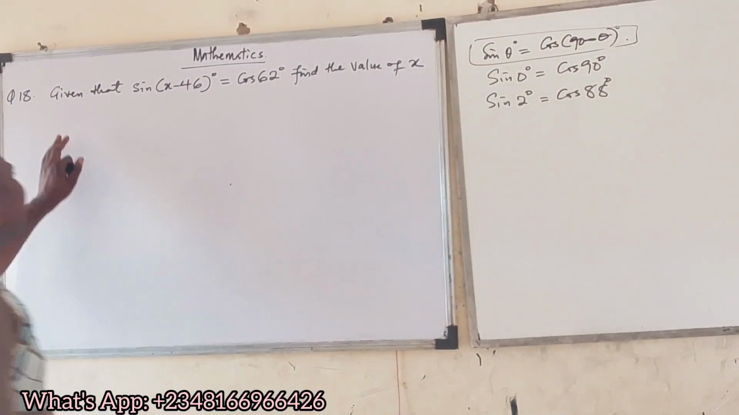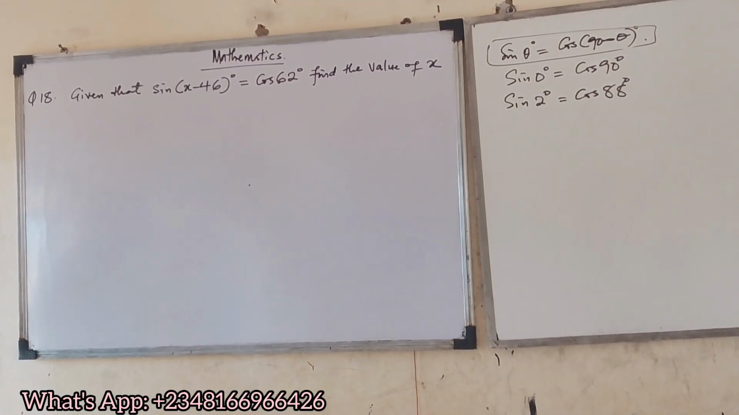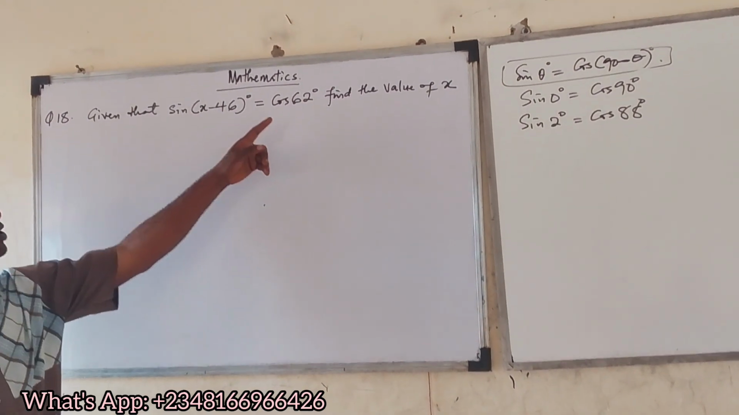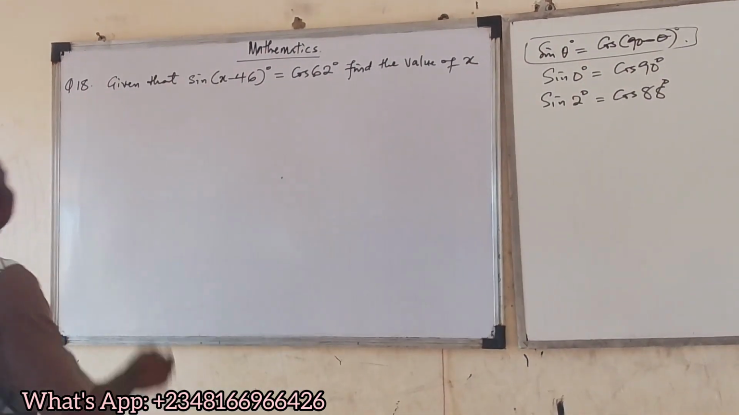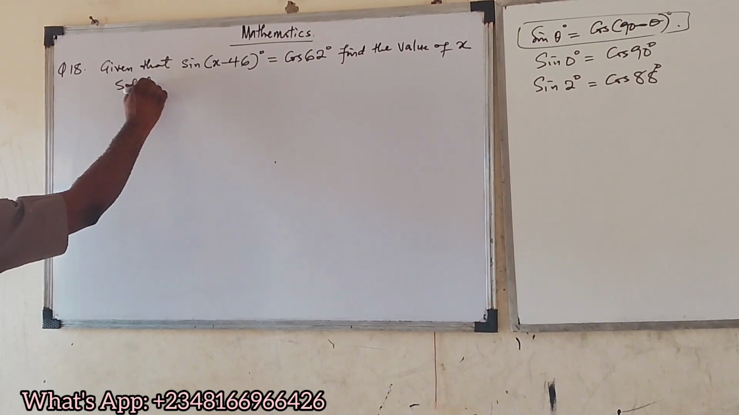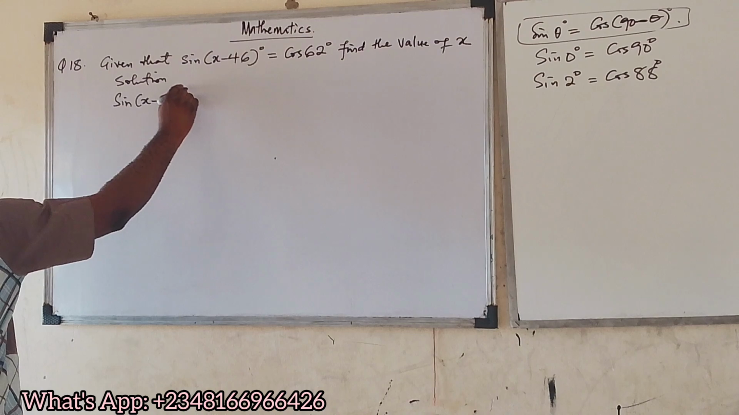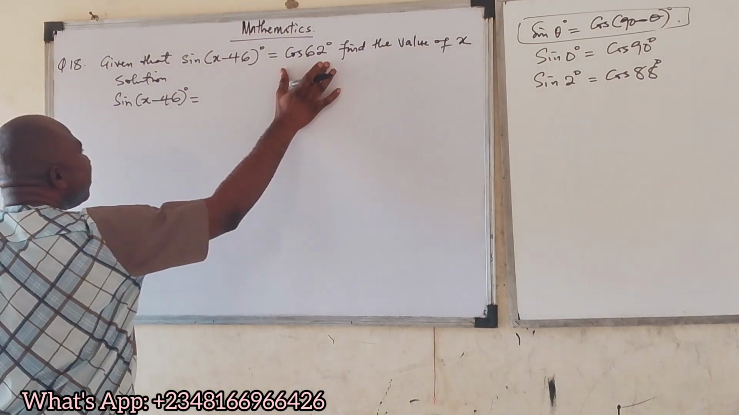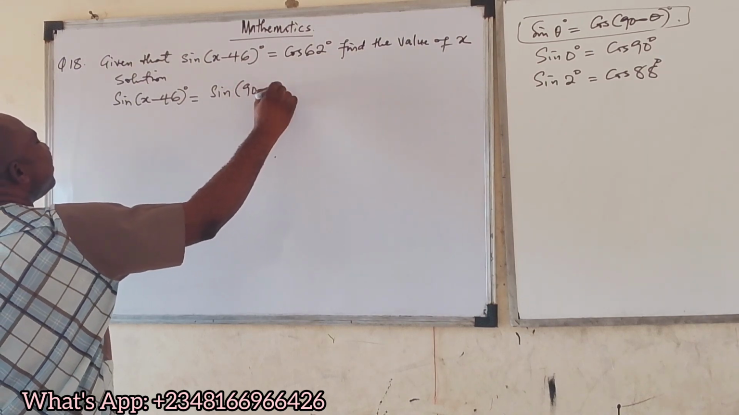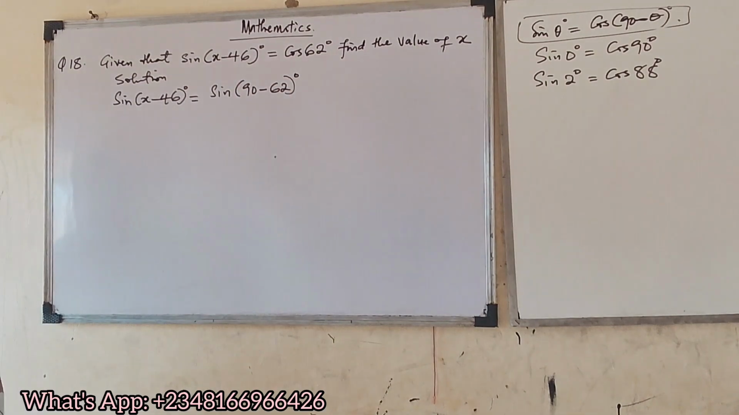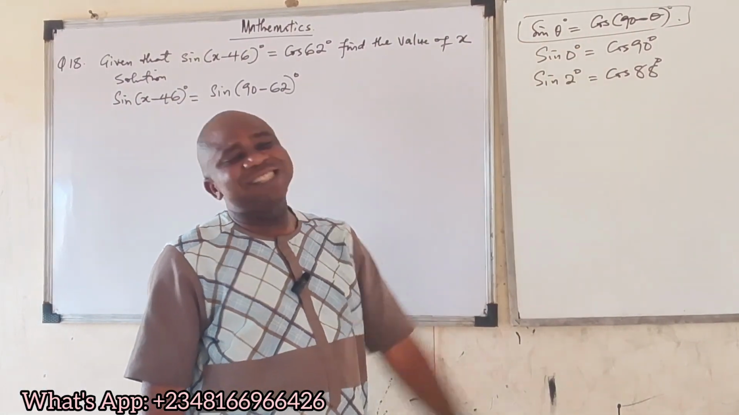Now let's look at this question here. It said, given that sine in bracket x minus 46 degrees is equal to cos 62 degrees, we should find the value of x. Now, in this case, here is the solution. So this is the same as saying sine (x minus 46 degrees) is equal to cos 62 degrees, which is the same as sine (90 minus 62) degrees. Now from this relationship, we say sine theta is equal to cos (90 minus theta).